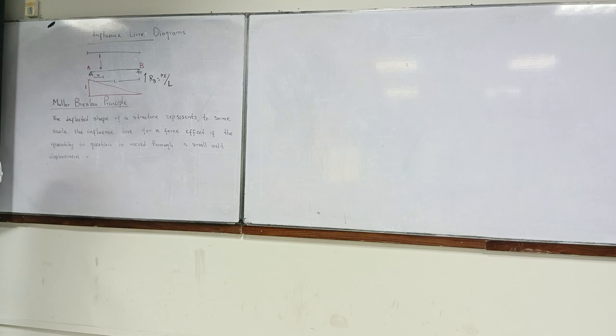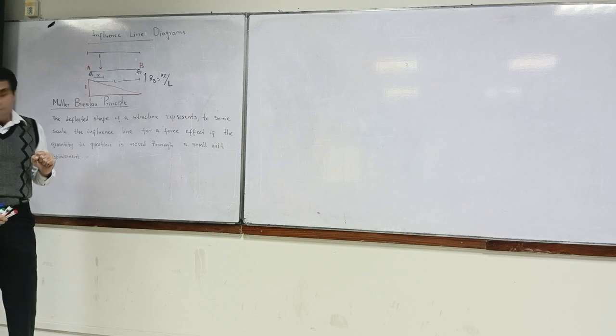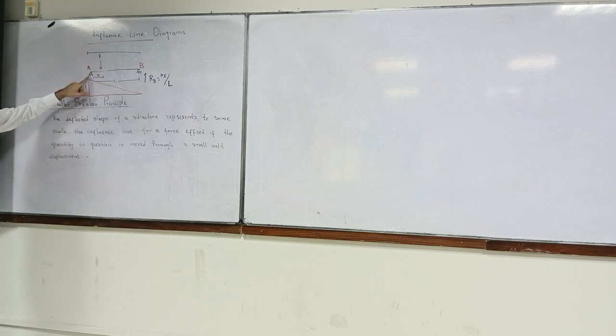Let us do it again. What we are saying is that if you have any quantity of interest, in our case for this lecture it's just reaction. Next lecture it will be shear and moments. So if we are trying to find a reaction, we can apply the Muller-Breslau principle. And how do we do that? We take the same structure, which in our case is the beam, and first of all find out what we are interested in.